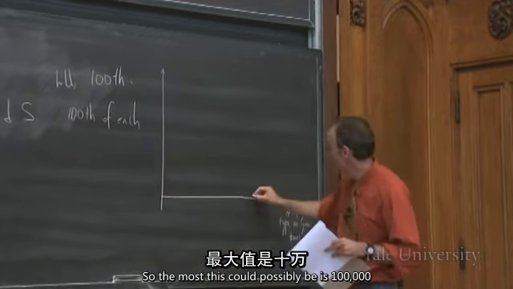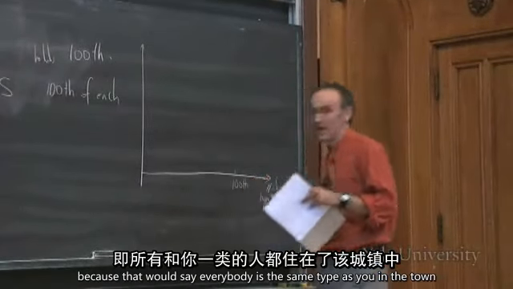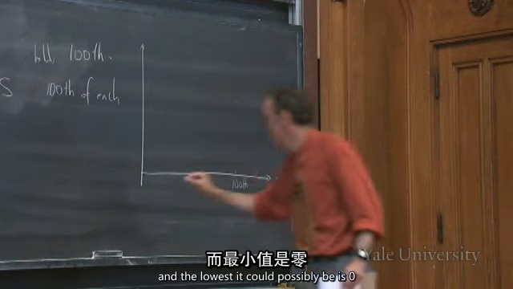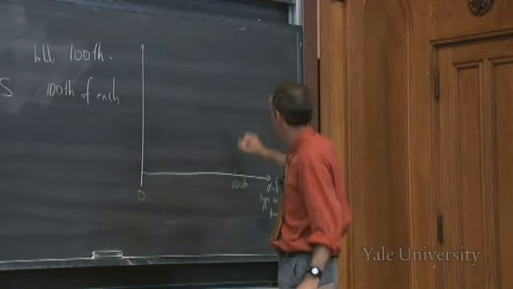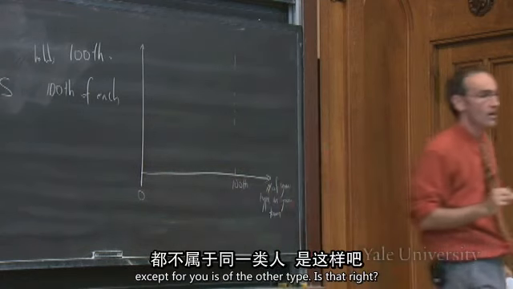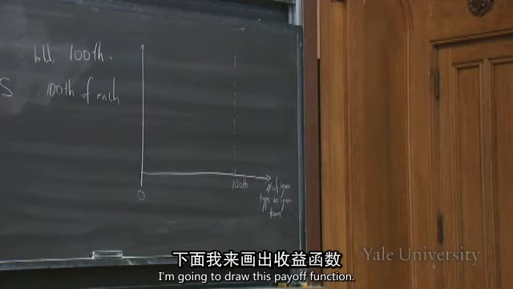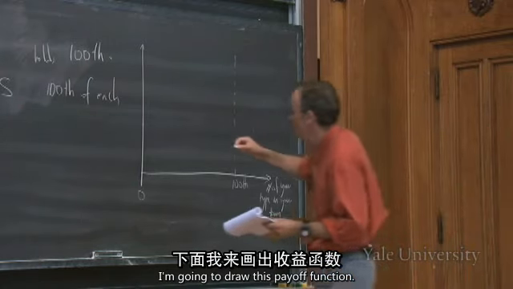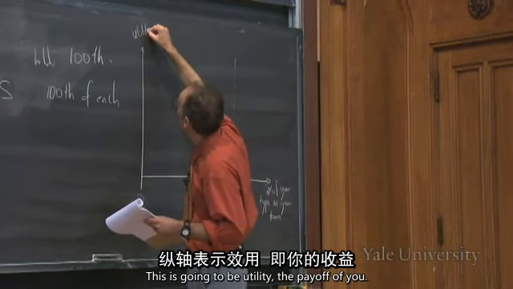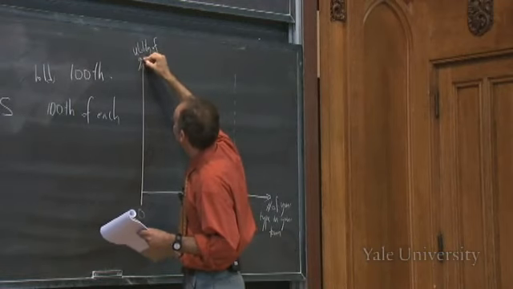So the most this could possibly be is 100,000, right? Because that would say everybody is the same type as you in the town. And the lowest it could possibly be is 0, because that would say that everyone in the town except for you is of the other type. Is that right? And I'm going to draw this payoff function. So this is going to be your payoff. This is going to be the utility or payoff of you.